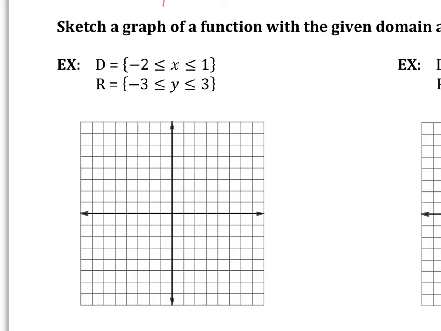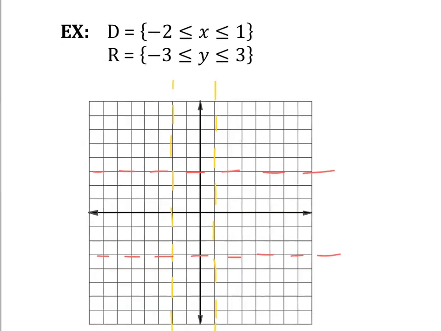We know we are going from -2 for x, so we can go ahead and draw in those boundaries, and we're going all the way up to +1. Okay, so I know my graph is going to be contained within those two walls, and our range goes from y equals -3, so we're down here, to y equals +3, so we're up here. Okay, so now we get to be creative, and we know that we are stuck within these.